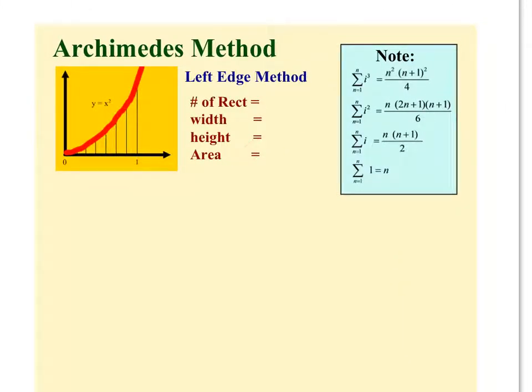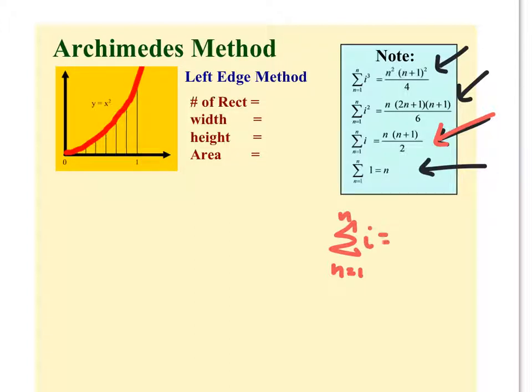The left edge method, you will never use the left edge method, just FYI. But what does some of this notation mean, and how do we know these things are true? Well, all four of these can be proven true using proof by induction. But let's take, for example, this one. What is this actually saying? What does the sum from i equals 1 to n of i actually mean? Actually, all of these should be n. n squared, n cubed, etc.